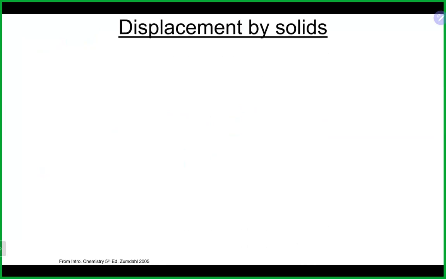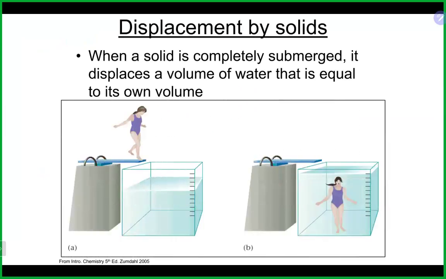As I mentioned, there are really a few different ways that you can get a volume. For example, if you're doing a liquid, you can fill it up in a graduated cylinder, read the meniscus, and take the reading.